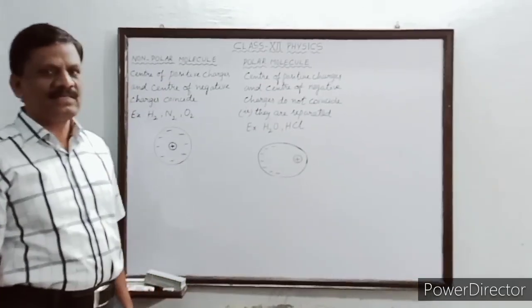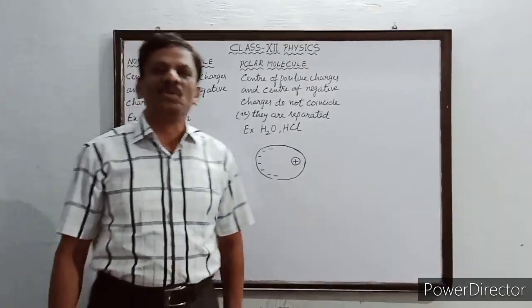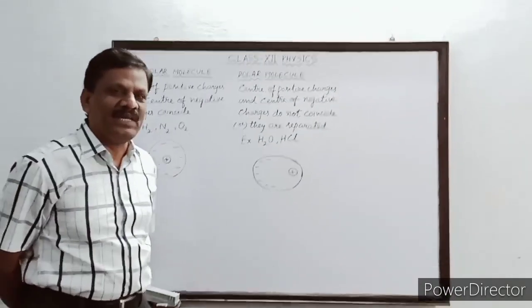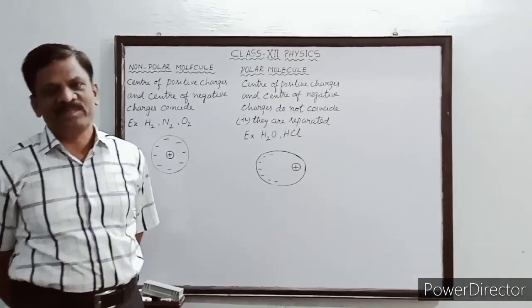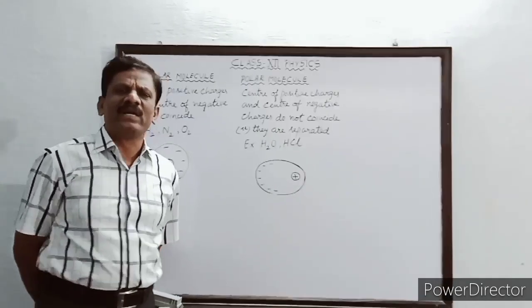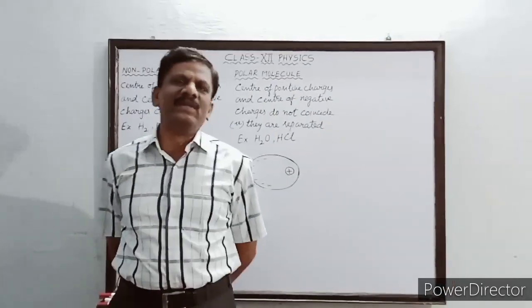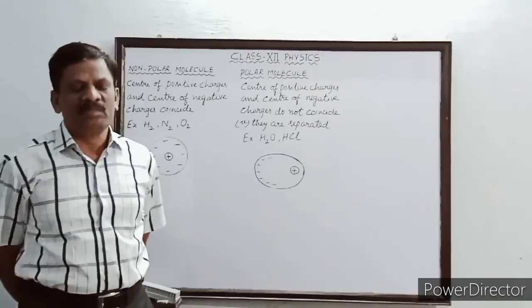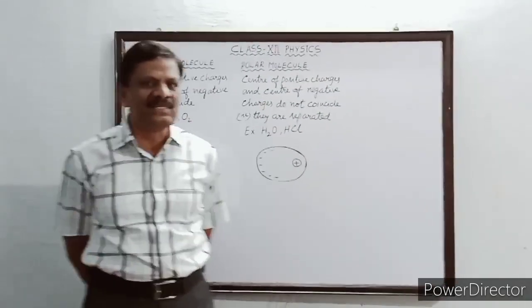Good morning, students. Let us define the two types of molecules today, namely a non-polar molecule and a polar molecule. We have studied in the lower classes that a molecule is a composition of atoms, and again an atom is a composition of positive and negative charges.